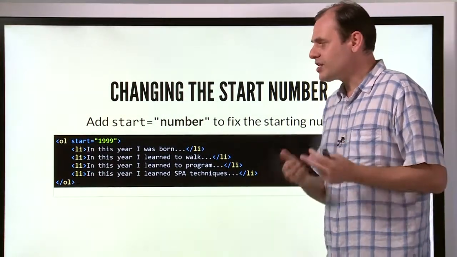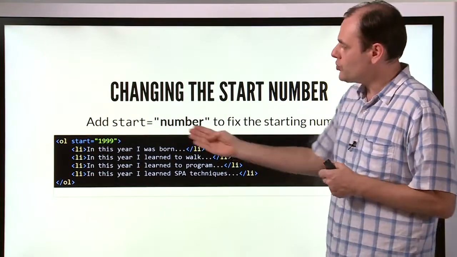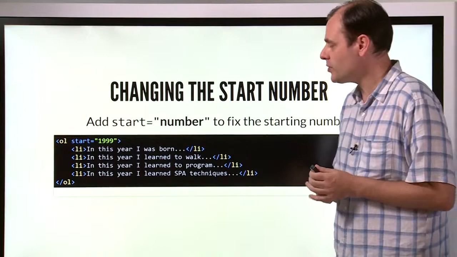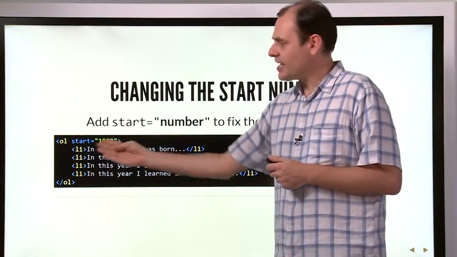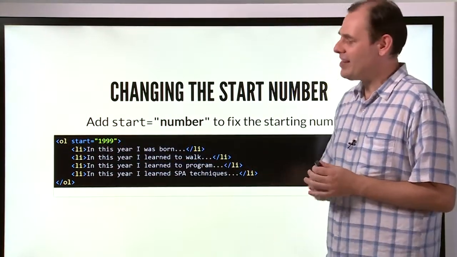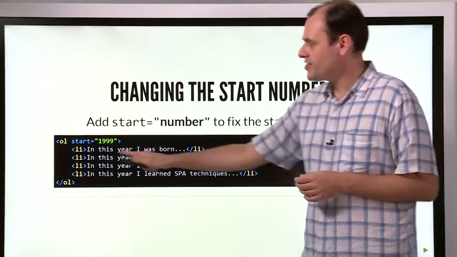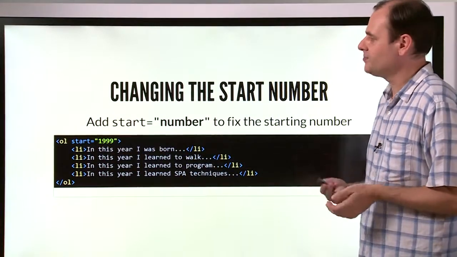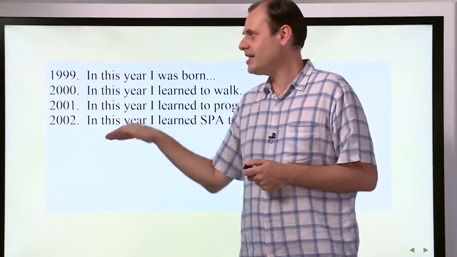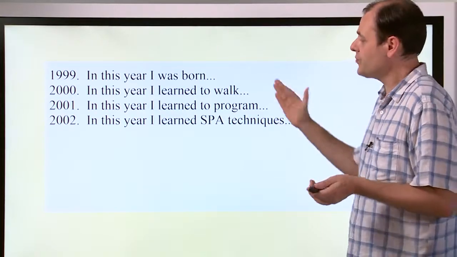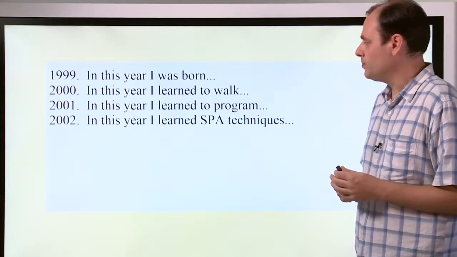Now, what other things can you do with lists? You could change the start number. Assuming you're using a number sequence, an ordered list, you can actually fix the start number. And then it will increase the number by 1 each time. So here I've said start with 1999. So it starts with 1999, and then each time it adds, just to make a series of years, just for a kind of funny example.